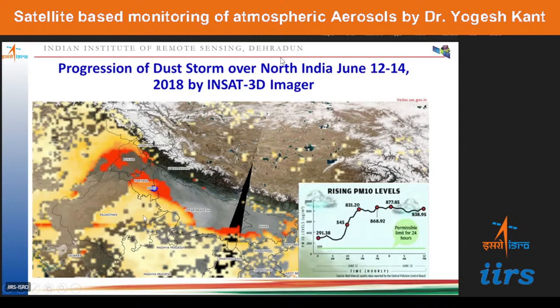The geostationary satellite can measure every 15 minutes, every half an hour, or every 1 hour, whatever time interval you require. So the least is every half an hour you get an image, and you can average it out for 3 hours or 1 hour, and one can see what the pollution concentration level is at a particular area.